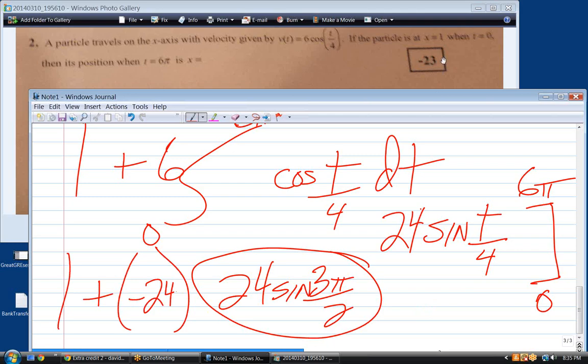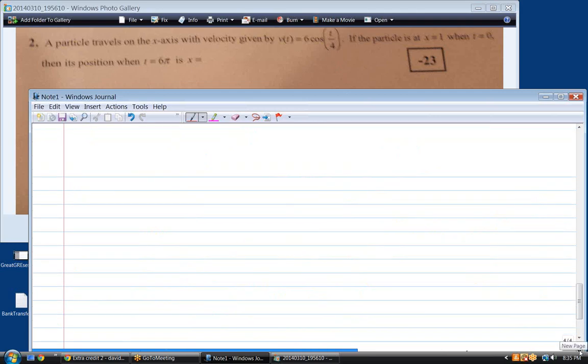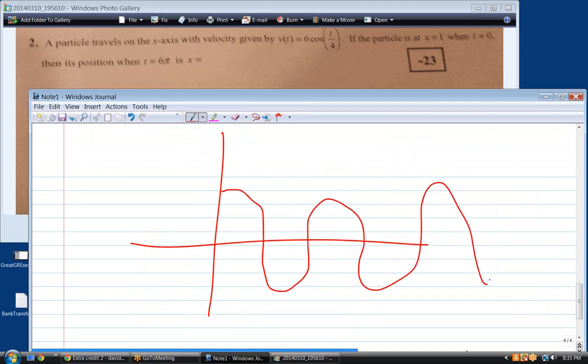And there's a lot of back and forth going on there, obviously. In other words, it's not one direction. When we're on the cosine curve, and we're going from 0 to 6 pi, there's a lot of positive velocity, a lot of negative velocity, a lot of positive velocity.